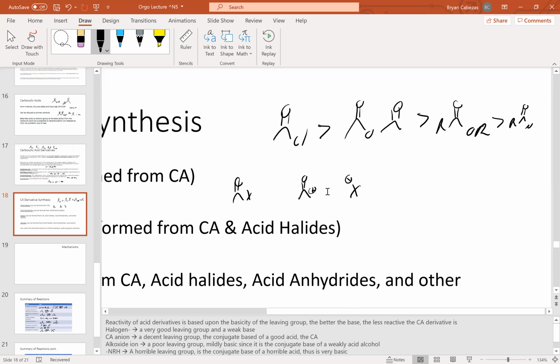That's what makes it really reactive, right? It can just easily pop off and allow all of these other reactions, like the anhydride formation. It can allow the ester formation, can allow the amide formation to occur, right? Because it's easily just popped off. Let's look at the other carboxylic acid derivative, right? Let's look at anhydride. Let's see what it looks like when that group pops off.